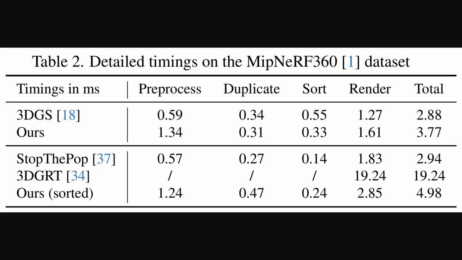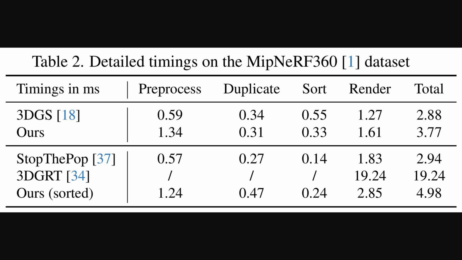So digging a bit deeper into those speed differences we saw in Table 1. Table 2 here breaks down the timings in milliseconds for each step on the MipNeRF 360 dataset. We have columns for things like pre-processing, sorting, and the actual rendering time. If you look at ours, our 3DGUT method, the total time is 3.77 milliseconds per frame, compared to 2.88 milliseconds for the original 3DGS. It looks like the main increases are in the pre-process and render stages.